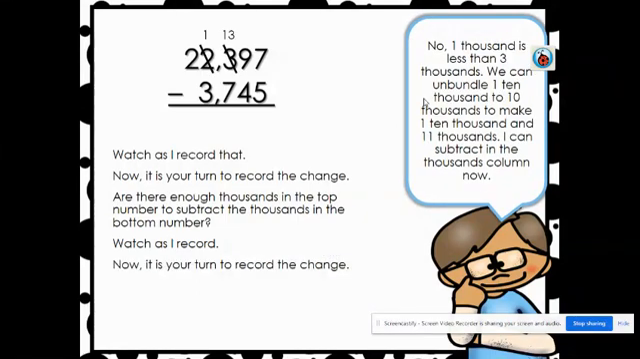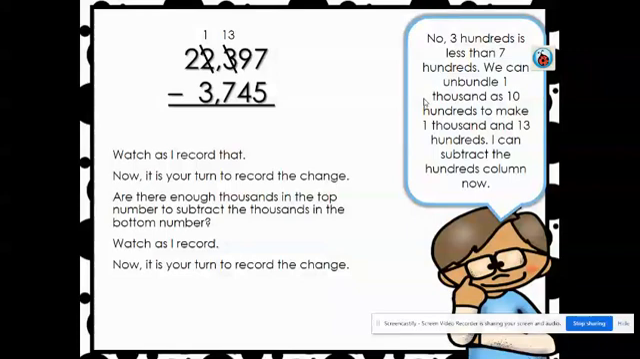Okay, there we go. So, sorry. Up at the top here, you're going to notice when I went next door to my thousands place, I regrouped. And I now have 1 in my thousands place. I moved over that 10. Now I have 13 in my hundreds place. 13 minus 7 is going to be 6.